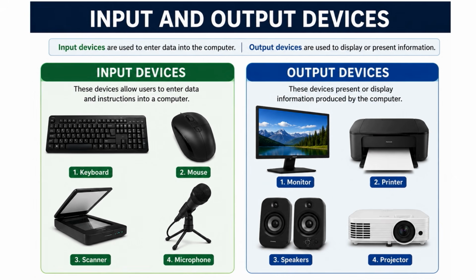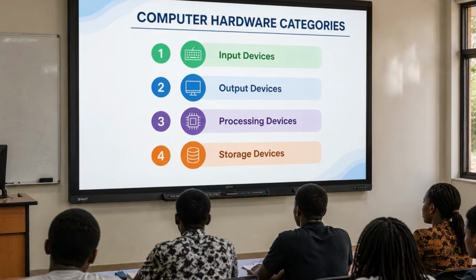So, whenever you are unsure, ask yourself this simple question: is this device sending information into the computer? Or is it receiving information from the computer? If it's sending information into the computer, it's an input device. If it's receiving information from the computer, it's an output device. Simple, right? Now, let's talk about processing devices.